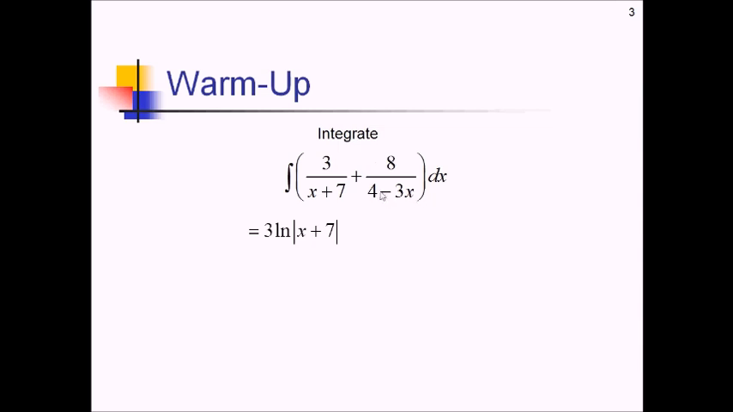But wait, there's an inner function in this denominator. There was over here, but the derivative of this stuff was just 1. Here, though, we have an inner tail, a linear function with a derivative of negative 3. So this is actually going to end up being 8 over negative 3 ln of 4 minus 3x. So careful with those inner tails there. And then don't forget your plus c.